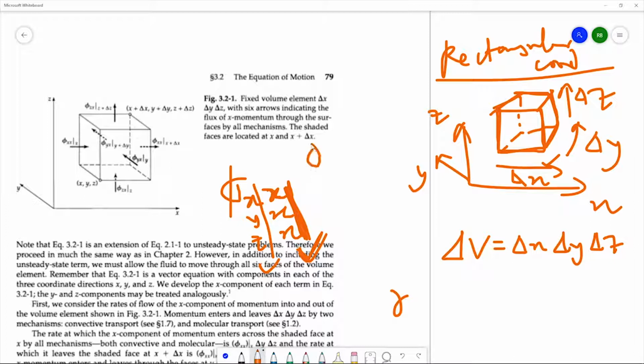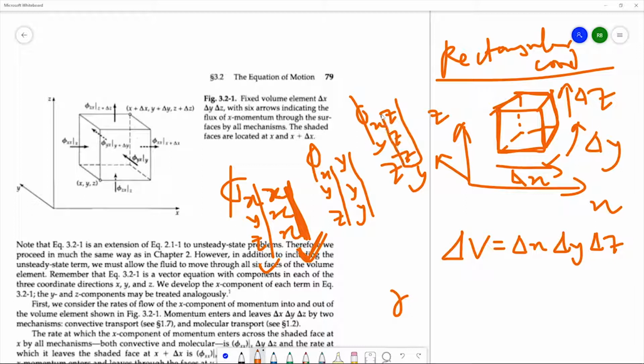Similarly we'll have phi yx, yy, yz. The fluid is flowing in the y direction and momentum is transferred along the other directions. And thirdly phi zx, zy, zz. The velocity is in the z direction, the fluid is flowing in the z direction, and momentum is getting transferred in the x, y, z directions. So we have 3 and 3, 3 into 3, 9 terms.